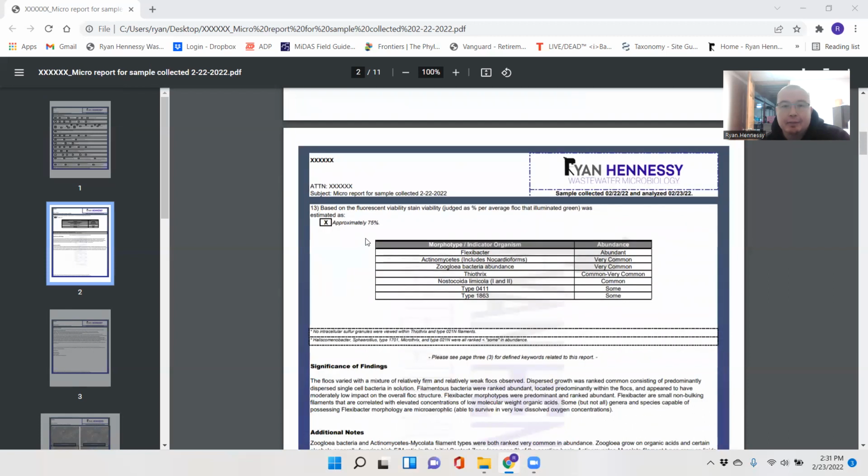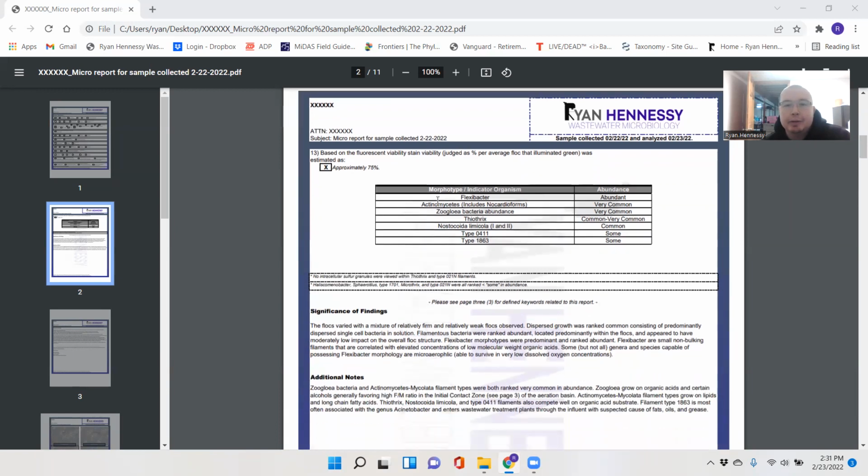Then we also have a fluorescent microscopy assay where anything that's alive illuminates green, and anything that's red, that's dead or non-viable, illuminates red. So we basically look at 20 to 30 flocs, sometimes a little bit more, and get a general average of how much appears to be alive versus dead.